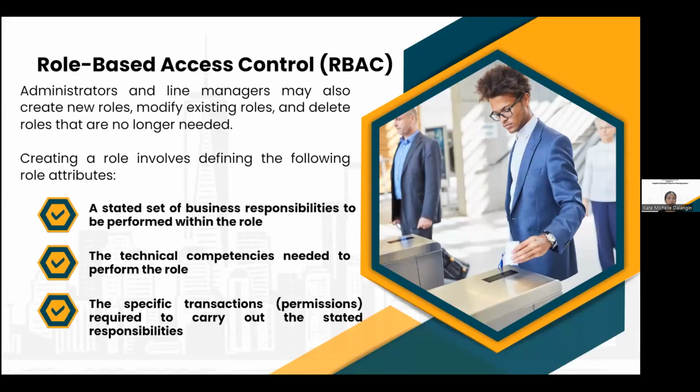So ERPs come with predefined roles and pre-assigned permissions. Administrators and line managers may also create new roles, modify existing roles, and delete roles that are no longer needed. Creating a role involves defining the following role attributes. So we have the first one, a stated set of business responsibilities to be performed within the role. The second one is the technical competencies needed to perform the role. And the last one is the specific transactions or permissions required to carry out the stated responsibilities. Next slide, please.